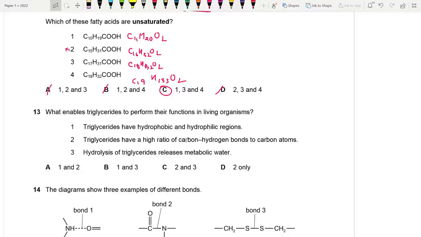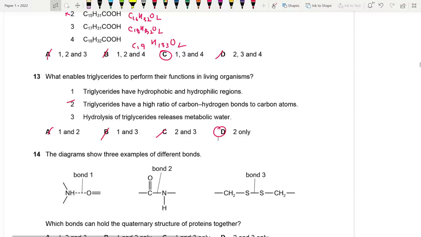Hydrolysis of triglycerides releases metabolic water. That doesn't really make sense, does it now? So the only reason is actually 2. 1 and 3 don't fit in here. And hydrolysis does not release water, by the way. We need water to hydrolyze something.